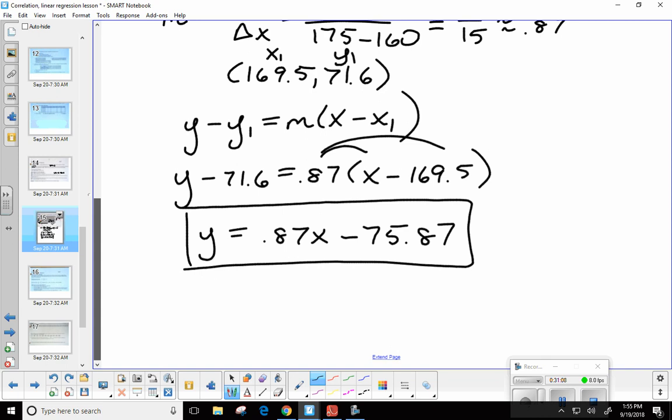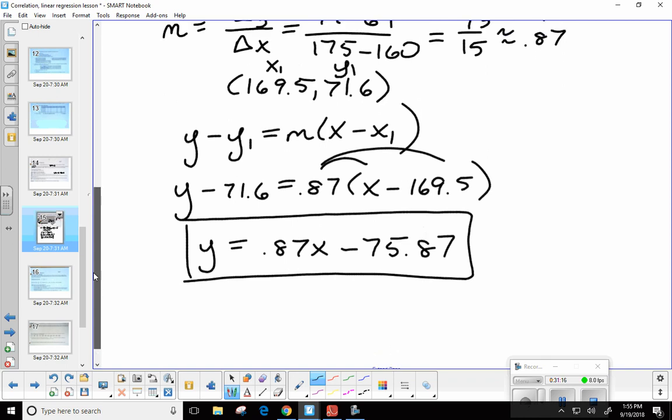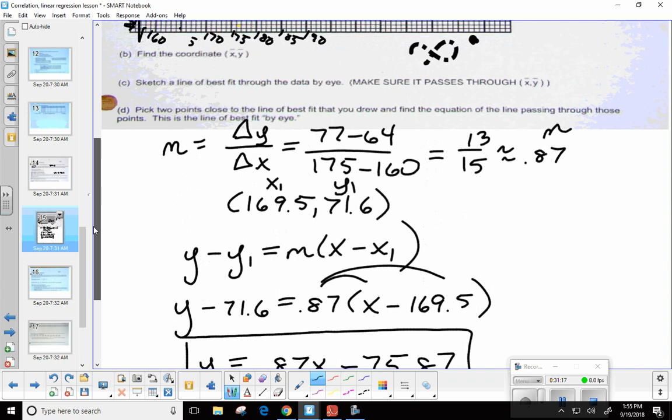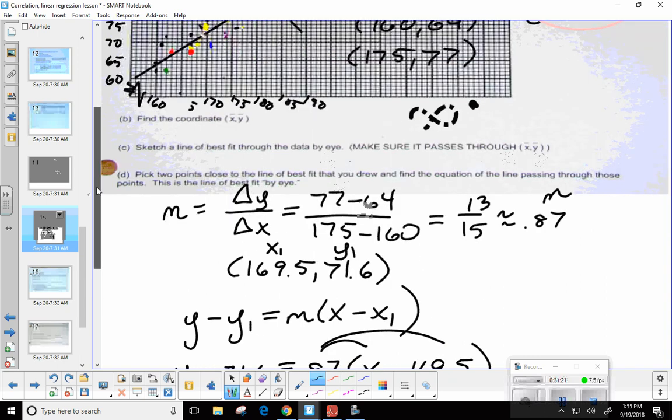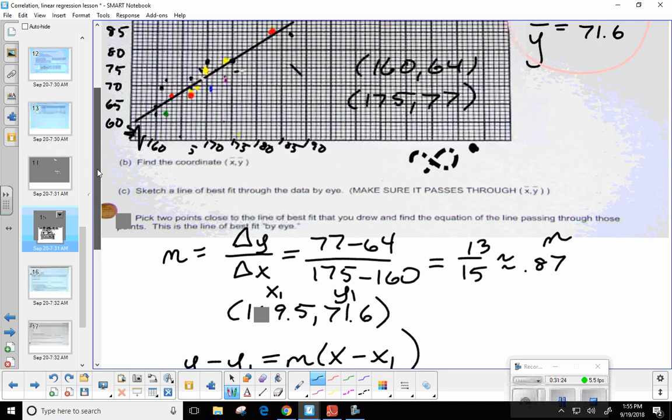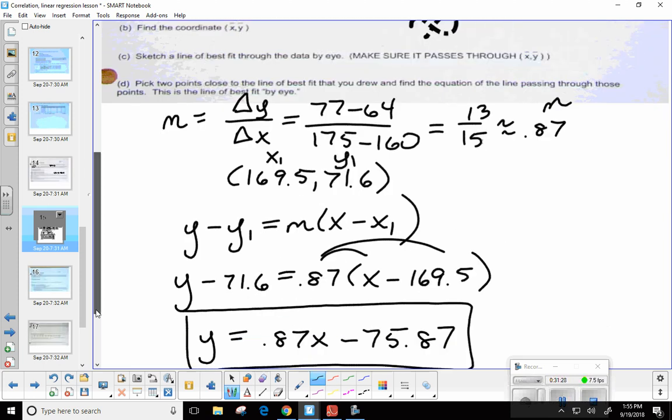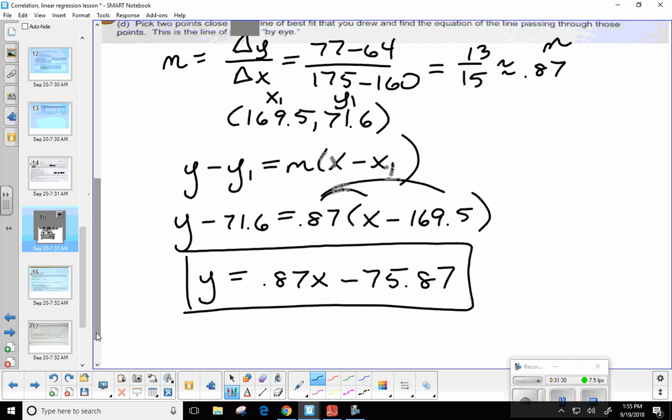Hey, Libby. Really fast, sorry. Where'd you get the M from again? Oh, the M? These were 2 points that we chose from the scatter plot that we believed were closest to that line. So we chose 160, 64, 175, 77, and then we found the slope between them. Okay. And then we used the grand mean itself with point slope to go ahead and get the equation.